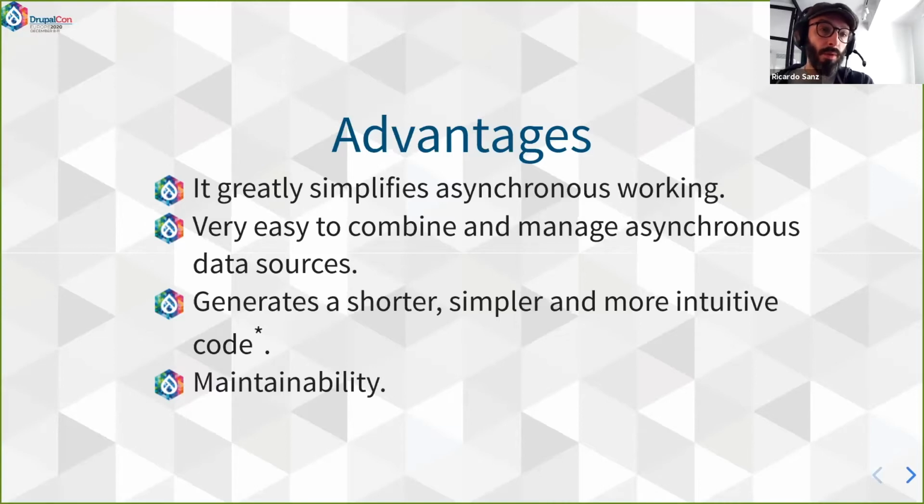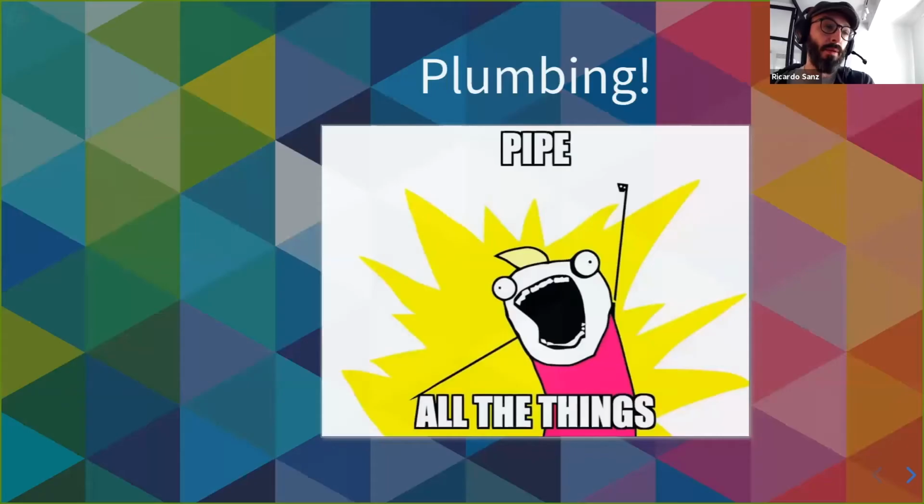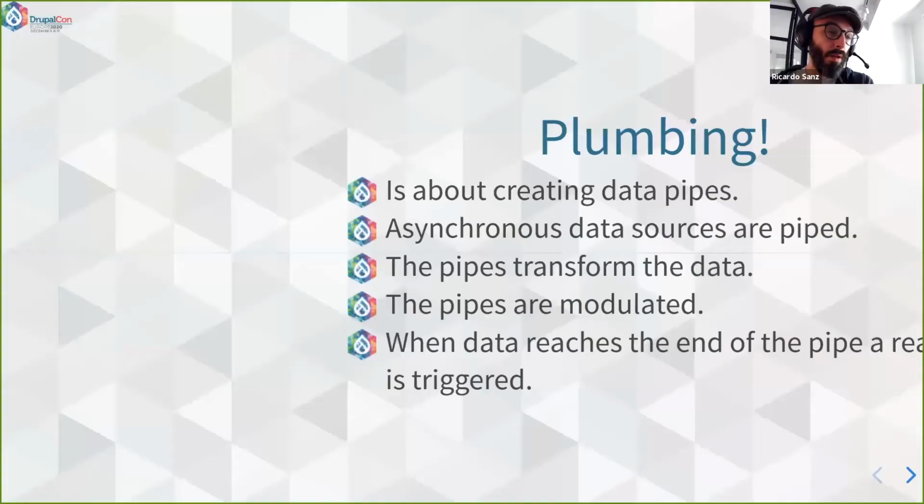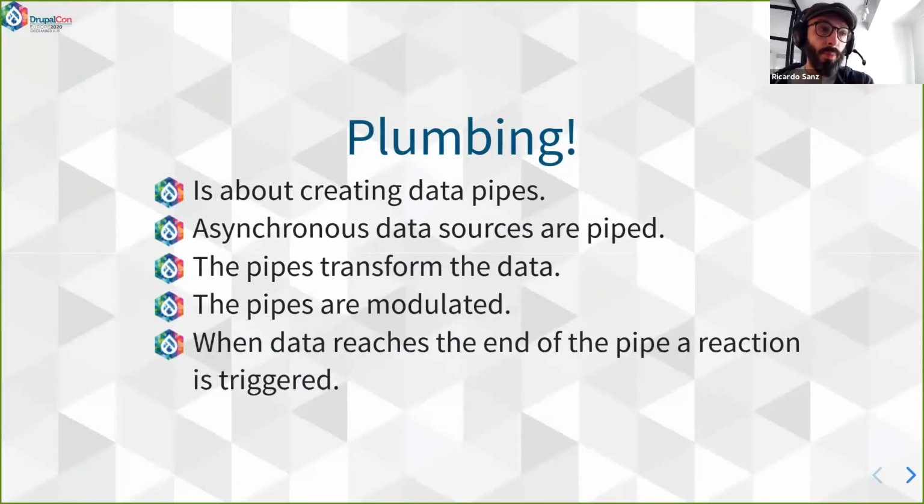So now let's see how to deal with asynchronicity using reactive programming. Reactive programming is all about plumbing. It's about creating data pipes, because in reactive programming, you create pipes for the data. So you create a plumbing system that solves your needs. Asynchronous data sources are piped into our plumbing system. And this plumbing system is able to transform the data and modulate the paths the data crosses. And when the data reaches the end of the pipe, usually a reaction is triggered.